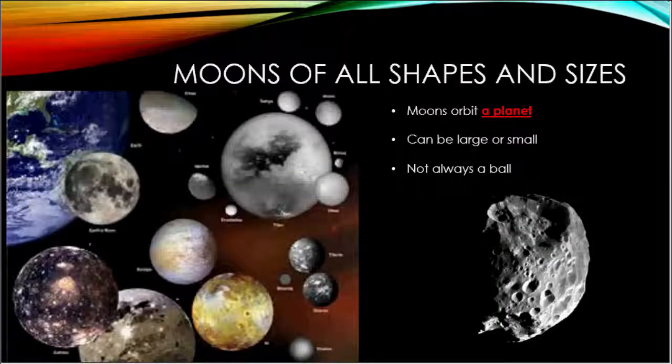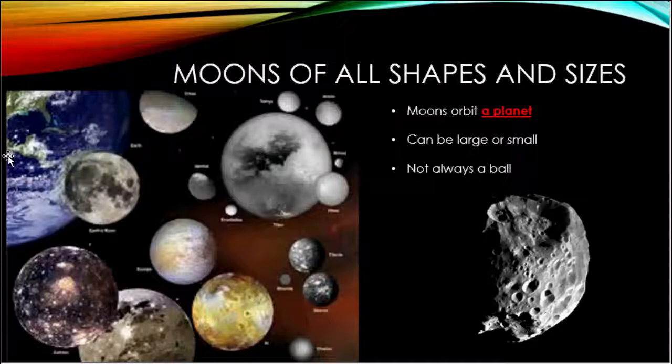But most planets also have moons. And moons are basically very small versions of a planet that orbit another planet. So moons can be really, really big, or they can be very small.